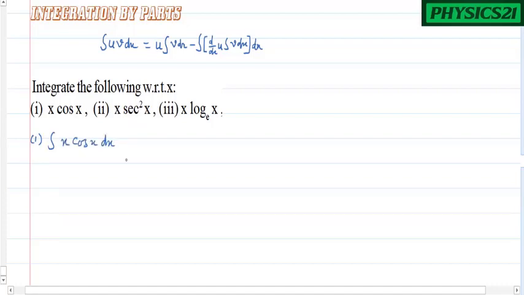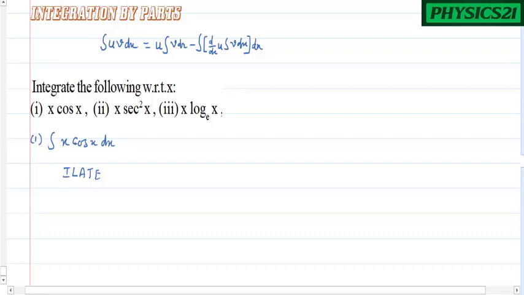Here we will use a trick to identify which function will be first and which one will be second. The trick is just learn ILATE. It means inverse function, logarithmic function, algebraic function, trigonometric function and exponential function. We will follow this sequence. If the functions are inverse and logarithmic, then inverse will be considered as first and logarithmic considered as second.